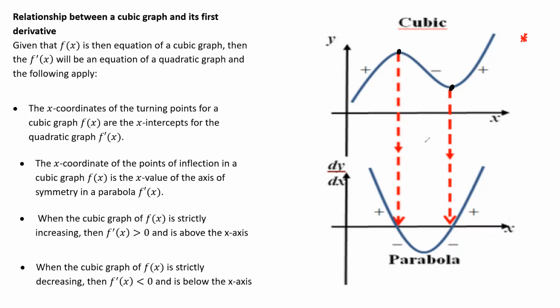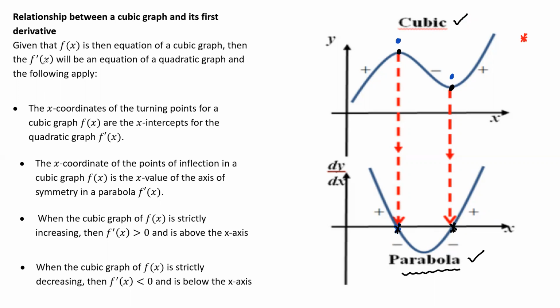We did say to ourselves earlier that when you derive a cubic, you're going to form a quadratic, or the other name is a parabola. So here is the relationship. The x coordinates of the turning points of the cubic graph are actually the x-intercepts of the quadratic or the parabola.